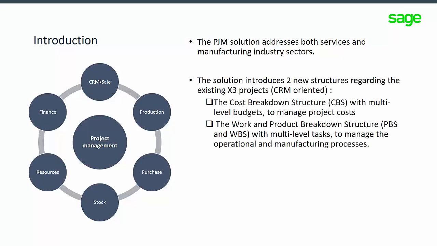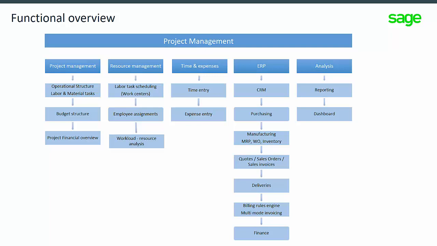The capacity to manage project costs using a cost breakdown, the ability to manage the operations through the work and product breakdown structure are the main advantages. Sage X3 Project Management has the capacity to manage planning and quotations, manage budgets and control costs, organize and allocate resources, and create documents. It is available from version 11 and it replaces the existing MPM add-on function.